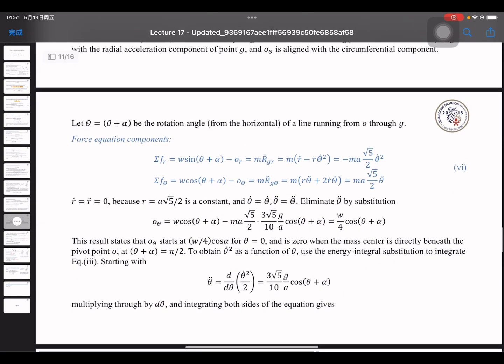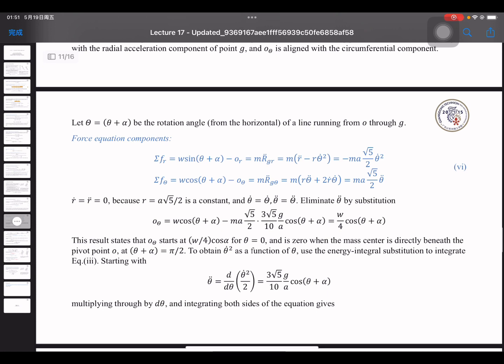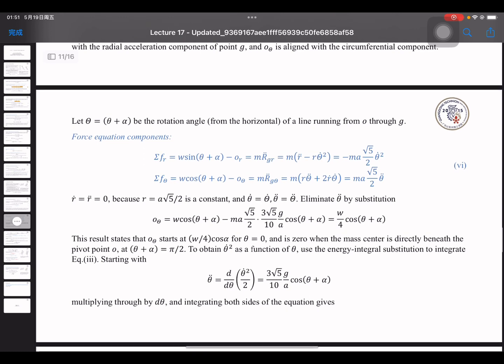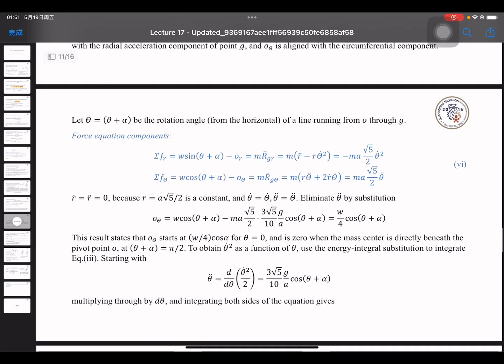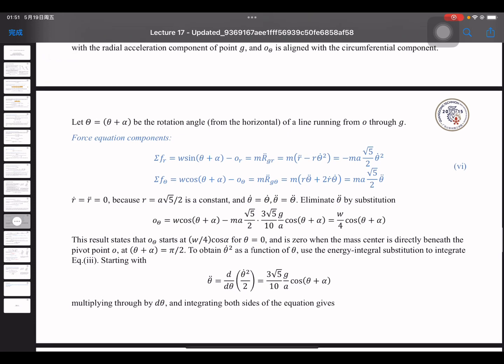Let theta equal theta plus alpha be the rotation angle from the horizontal of a line running from O through G. For the equation components, the sum of force is W times sine of theta plus alpha minus O_R. So you can use the force equation in the r direction and theta direction. r dot equals 0 because r equals A times square root phi over 2 is constant. Theta dot is 0, so we eliminate theta dot by substitution, and we get the equation W times cosine of theta plus alpha, like this.